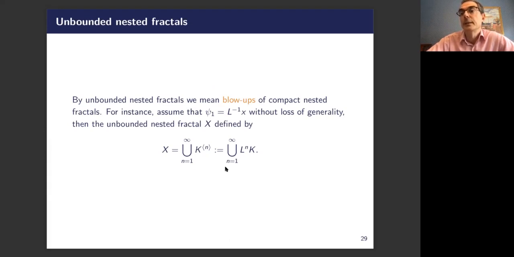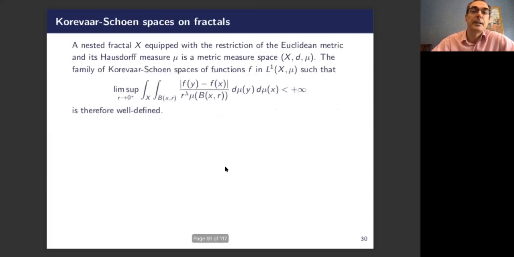So to do this, we can consider what we call the blow-up of the fractal, which is just defined by using dilations of the original fractal by all possible factors L to the n. So this is the corresponding unbounded fractal. So then fractals, that is this type of spaces, are metric measure spaces, right? That is, a fractal X is a set which is embedded in Euclidean space Rd, and therefore it comes with a metric, which is a restriction of the Euclidean metric. There is also an intrinsic measure which is going to be associated with a fractal, which is a Hausdorff measure.